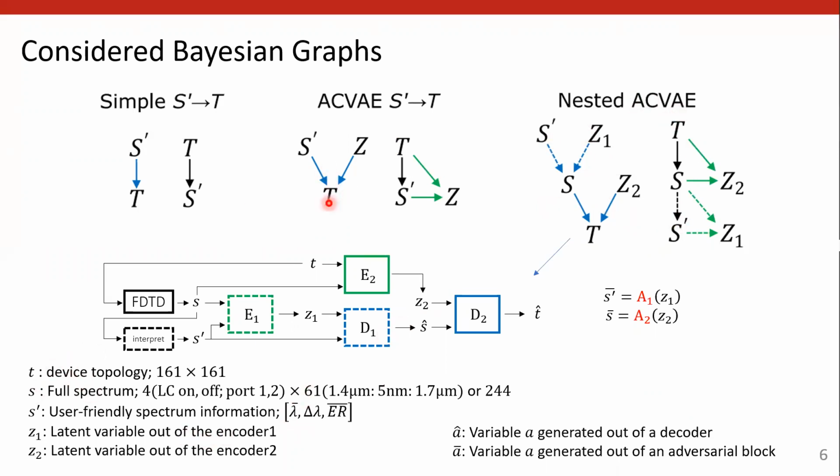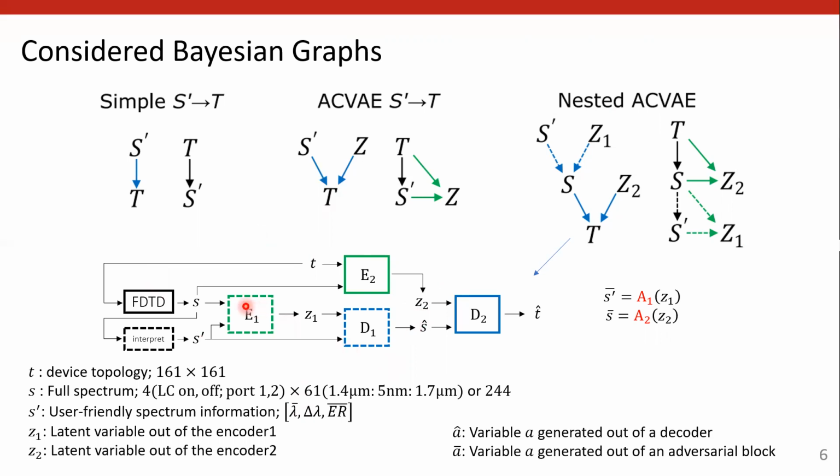And T is the device topology. And we can choose to use the latent variable or not. For example, in this case, we choose to work with the network architecture where the full spectrum is inferred by the user-friendly information plus a certain latent variable, and in turn, the device topology is inferred by the full spectrum plus latent variable. So in this case, it requires the network to be designed in this way.